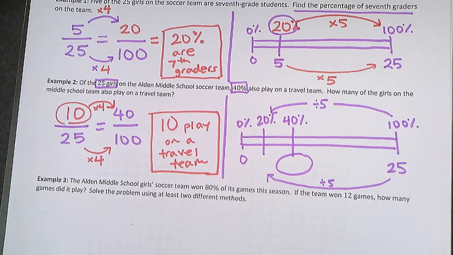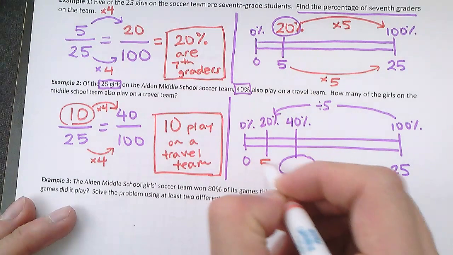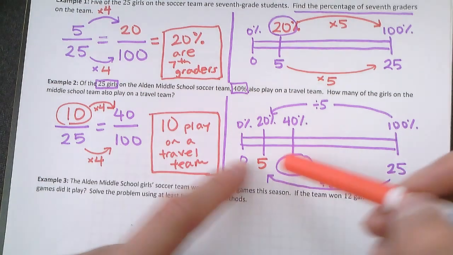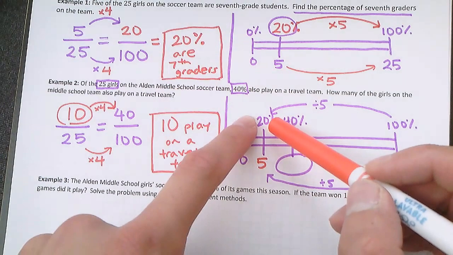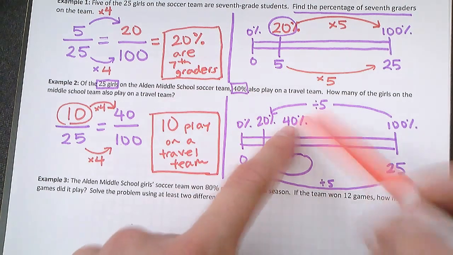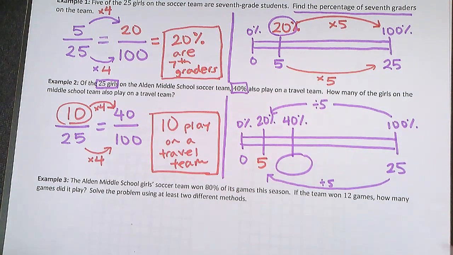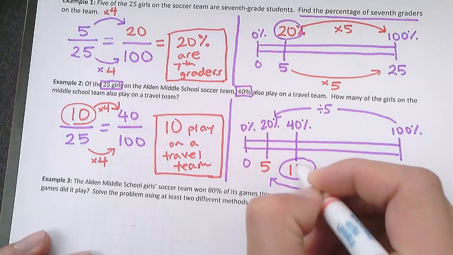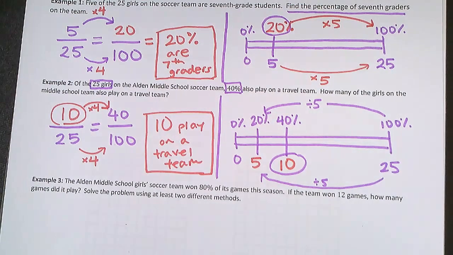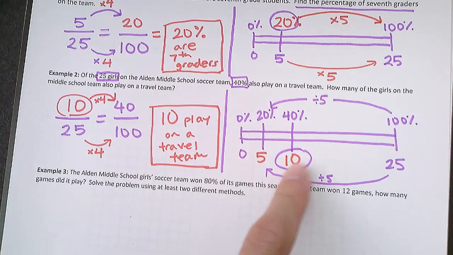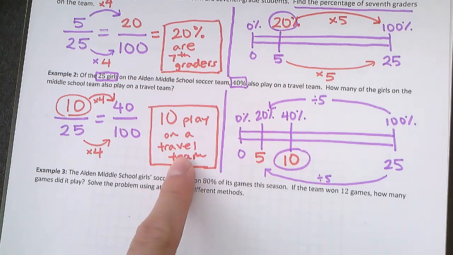Let's write that in. And if 5 is 20%, to get to 40%, that's multiplying by 2. So then 5 times 2 would get me to 10. And now I have 10. I know that 10 play on a travel team. That's also what I have right here.